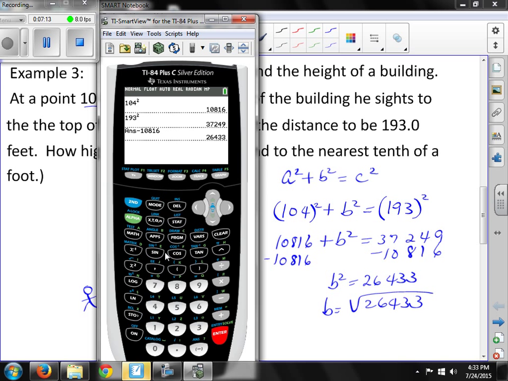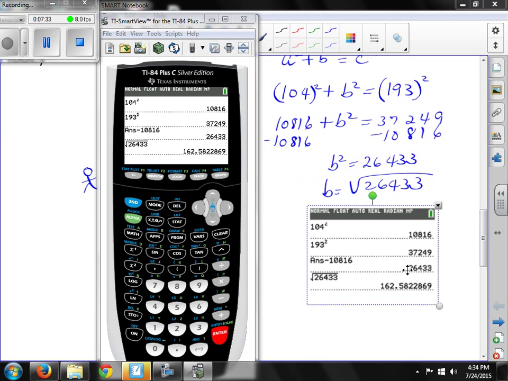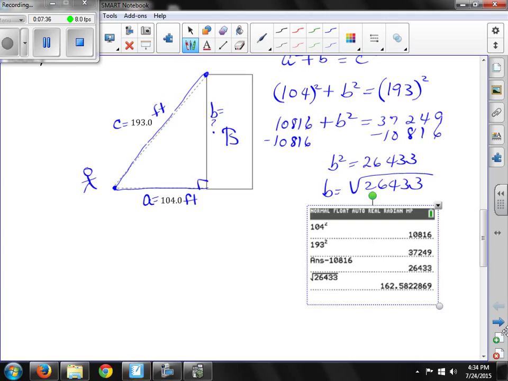So let's figure out what the square root of 26,433 is. And we want this rounded off to the nearest tenth. That's what it asked for in the instructions. So I'm going to snatch this and pull it all the way down to here. I want it rounded off to the nearest tenth. So I just have to copy 2 past the decimal point, 162.58. Rounded off to the nearest tenth, I'm just keeping 1 decimal place, looking 1 to the right. This would round off to 162.6 feet.